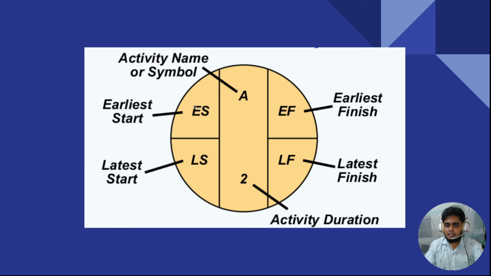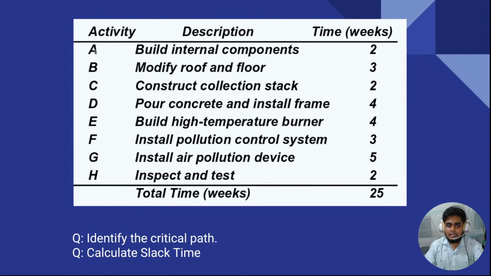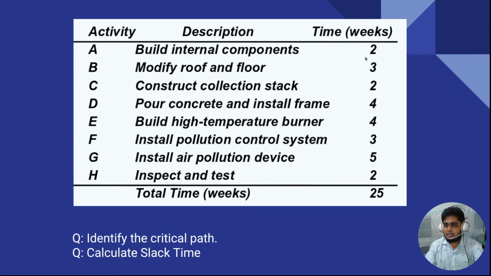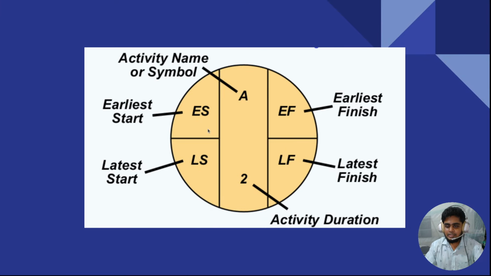So here is the diagram, and I will use this diagram to solve the entire problem. Before jumping into the problem, let's discuss what these values mean. A means the activity name or symbol, which is basically this one, activity A B C D E F G H. And 2 means the activity duration, which is basically the time, in weeks. For example, activity A requires 2 weeks. So here you can see ES means earliest start, LS means latest start, EF means earliest finish, and LF means latest finish. So let's discuss those topics. What is earliest start, what is latest start, what is earliest finish, and finally what is latest finish.